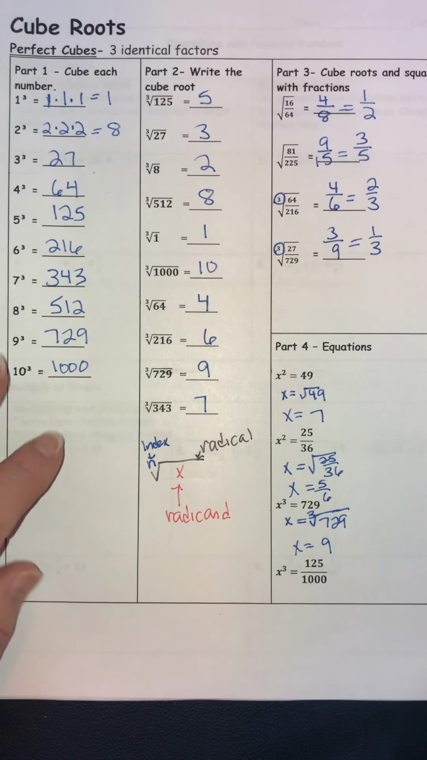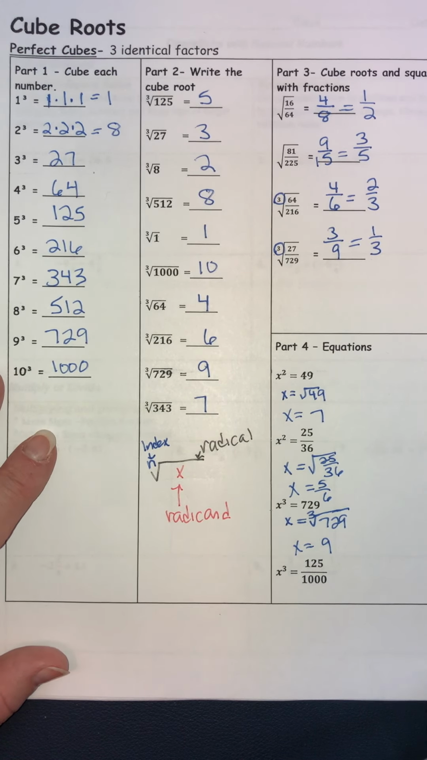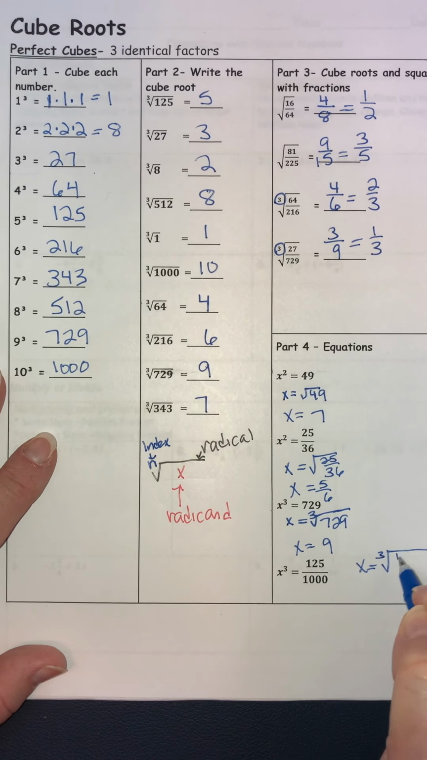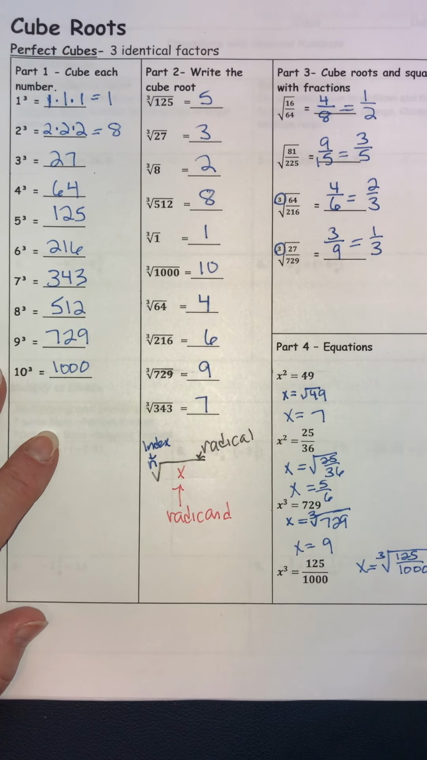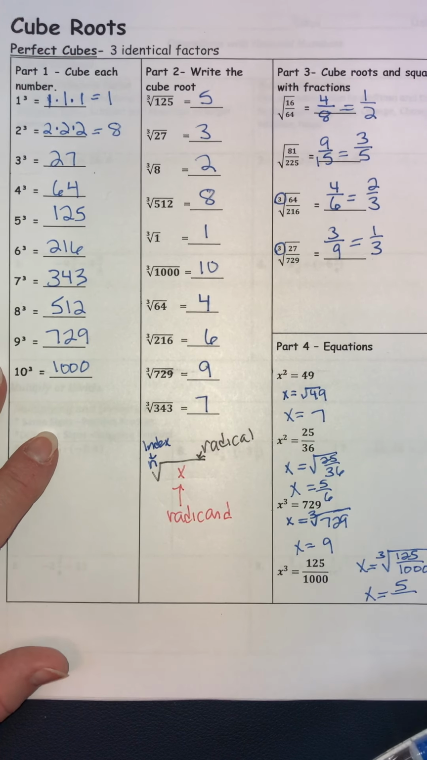Okay, last one. X cubed equals 125 over 1,000. Now my inverse leaves me with x equals the cube root of 125 over 1,000. And I'm going to find the cube root of my numerator, which I know is 5. And the cube root of my denominator, which I know is 10. And then, not my final answer yet. I need to simplify to 1/5. And there you have it.